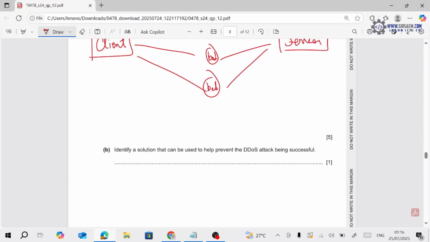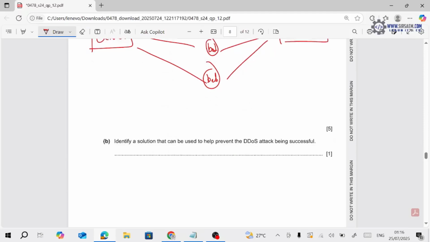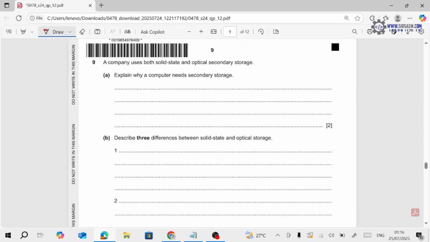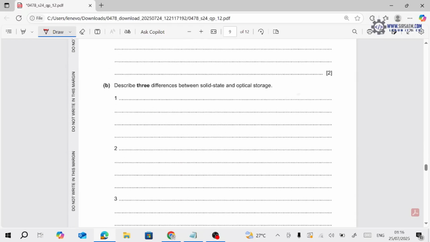Okay, identify a solution that can be used to help. Yeah, we can use a proxy server, or we can use a firewall. Okay, a company uses both solid state and optical storage devices. Explain why a computer needs secondary storage: to store the data permanently, to be reused again and again.